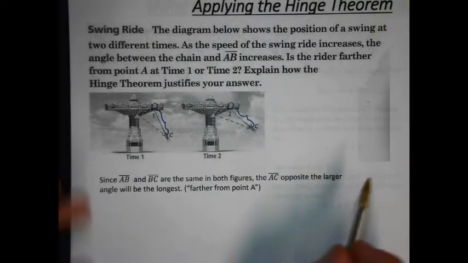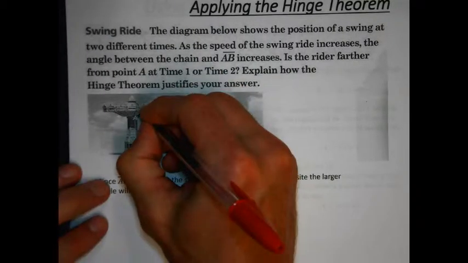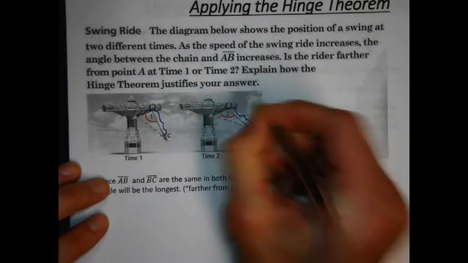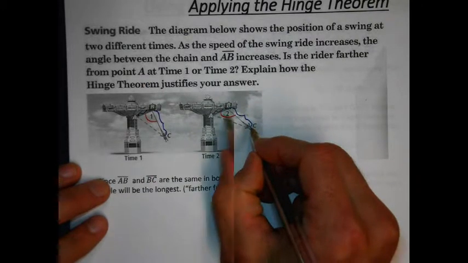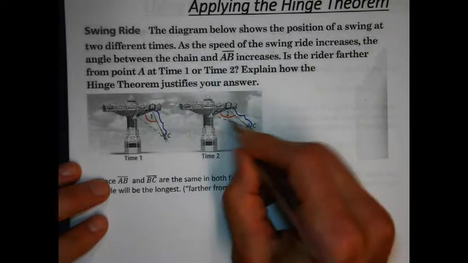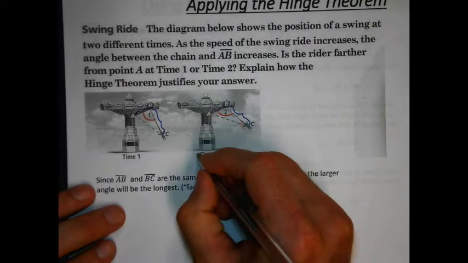So we have our two congruent sides. We have to pay attention to the included angle. And the question is, is the ride further from point A at time 1 or at time 2? Is this distance greater at time 1 or time 2? Clearly it's going to be time 2, right? That's going to be the clear answer.